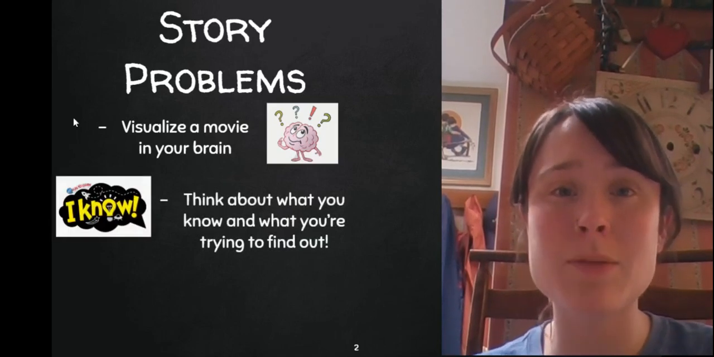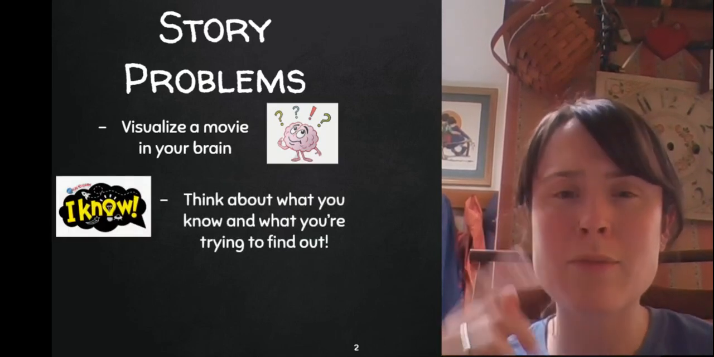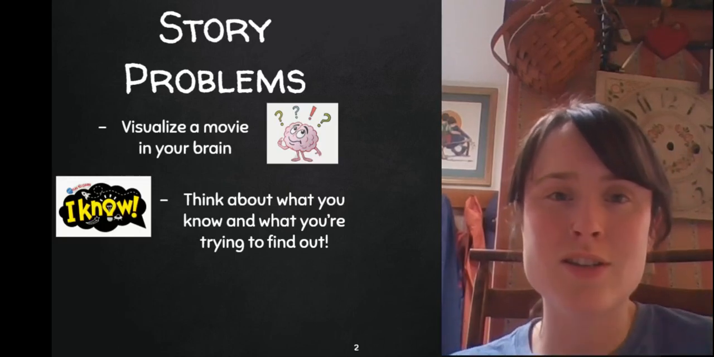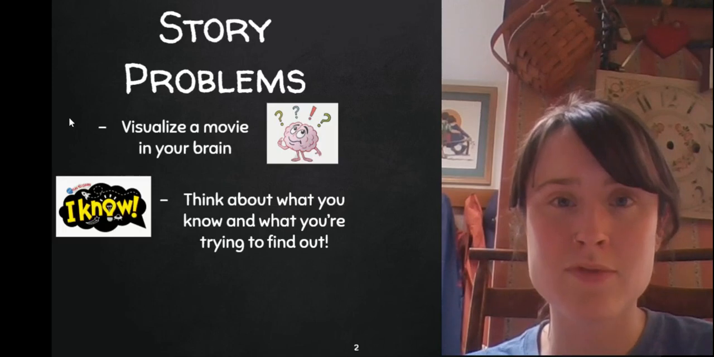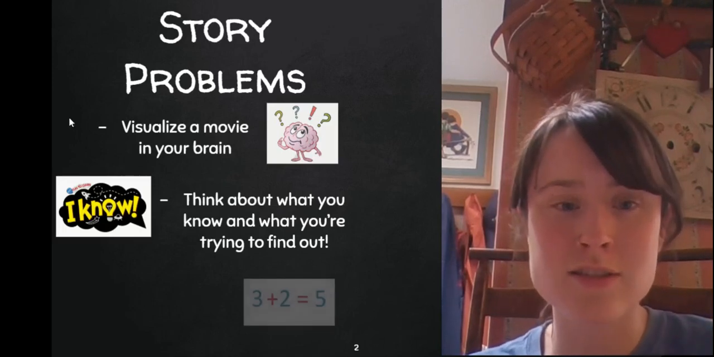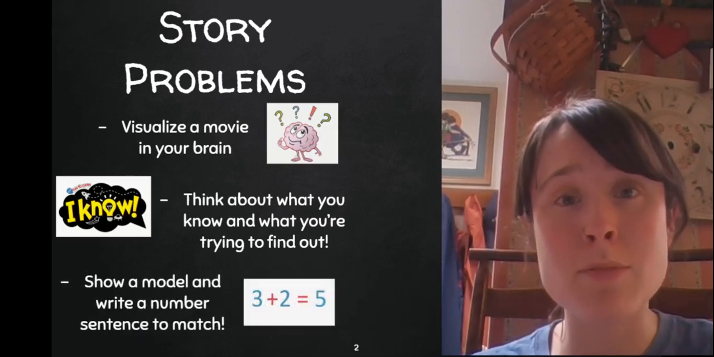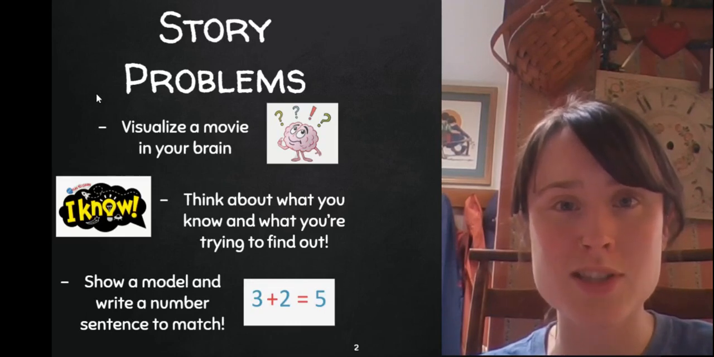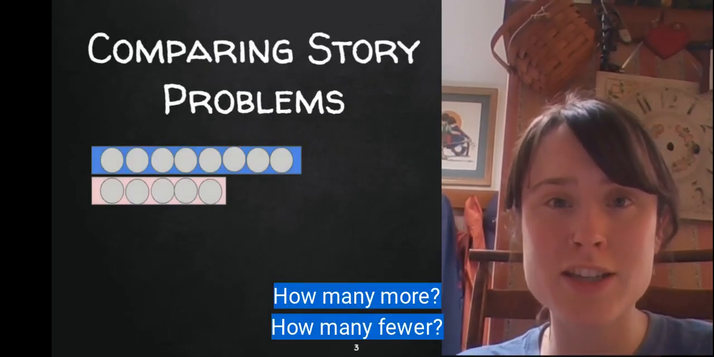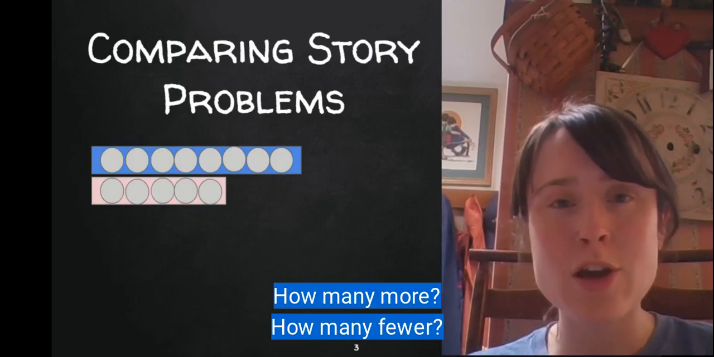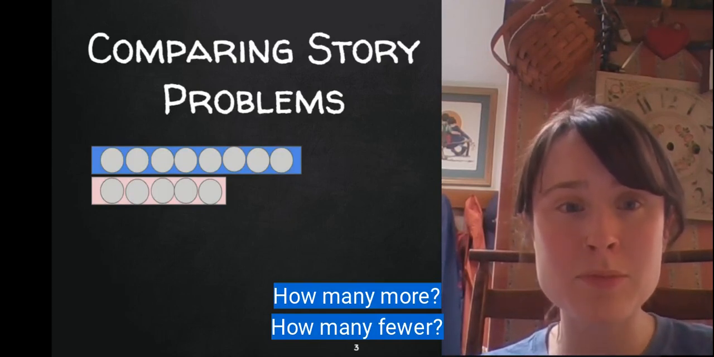That's right. We need to think about what we already know and what we're trying to find out so that we are making sure we're answering the question. Anything else? That's right. We can always show a model and a number sentence to help us solve. I'm really excited because today we're working on a different type of story problem. We're going to be working on some story problems that ask us to compare.